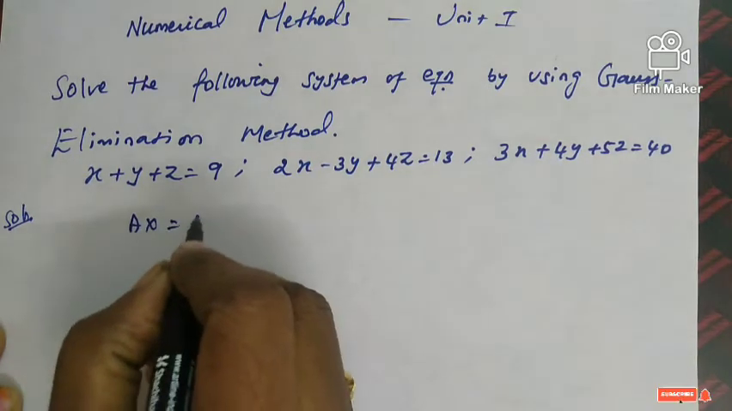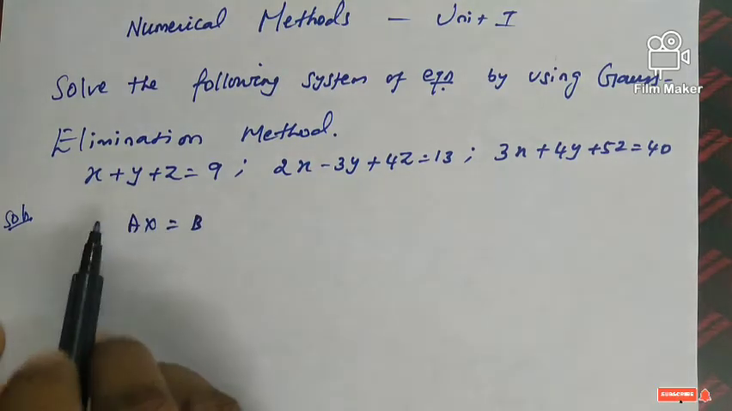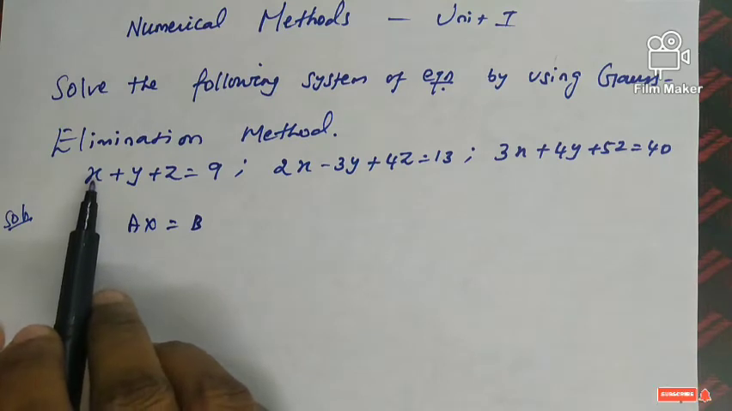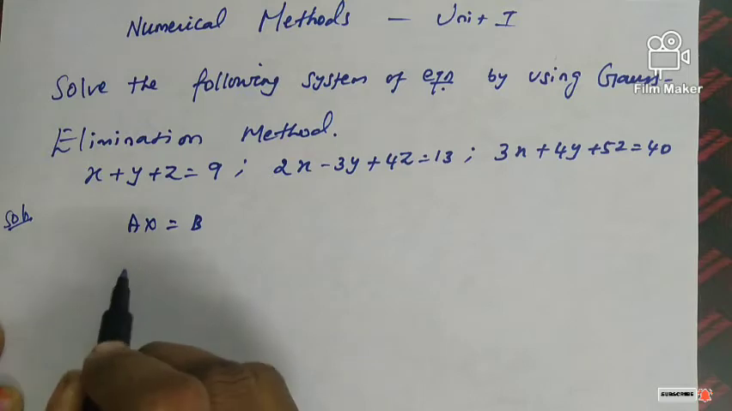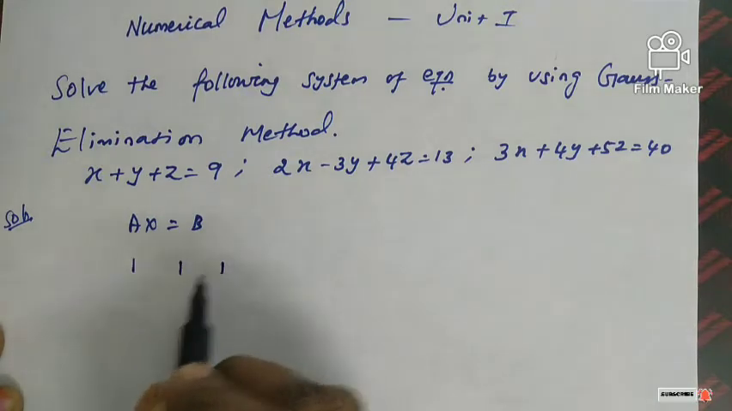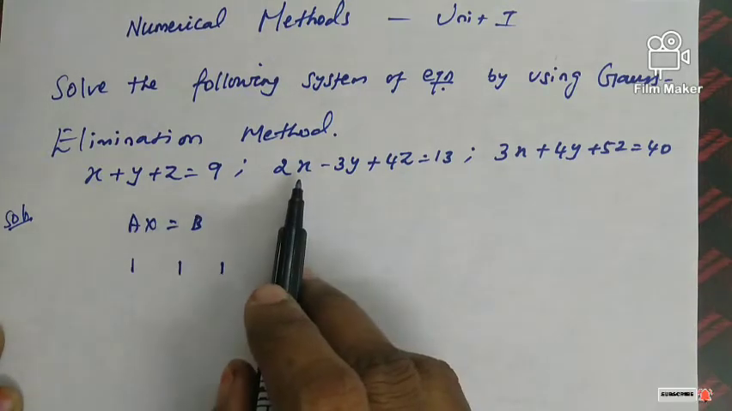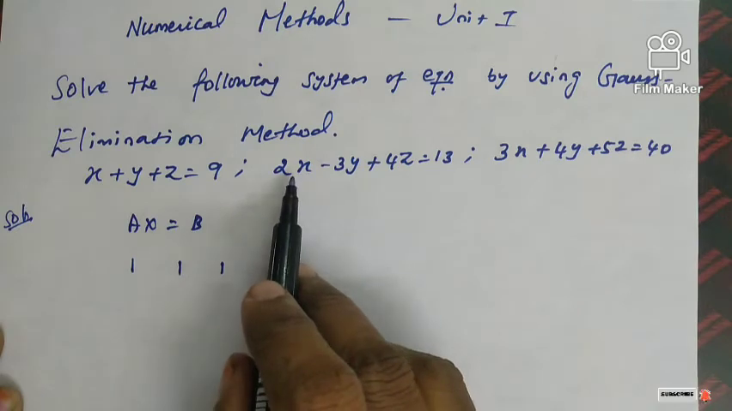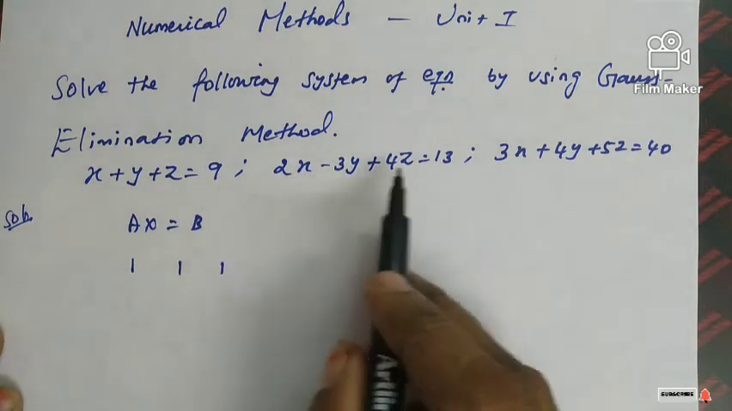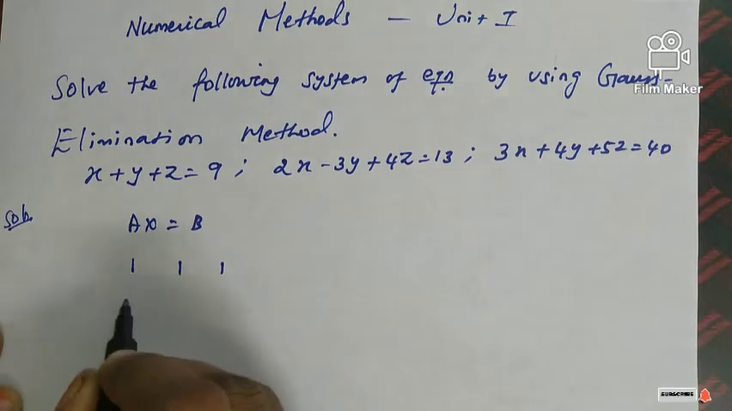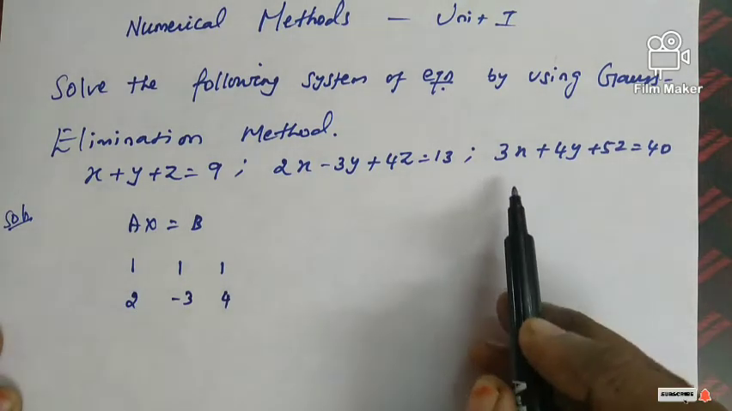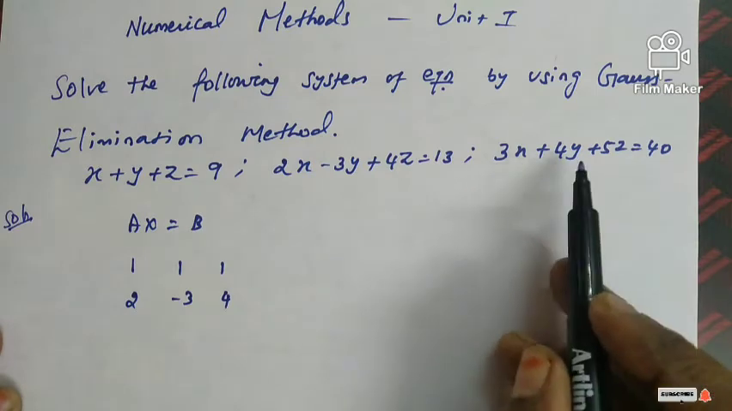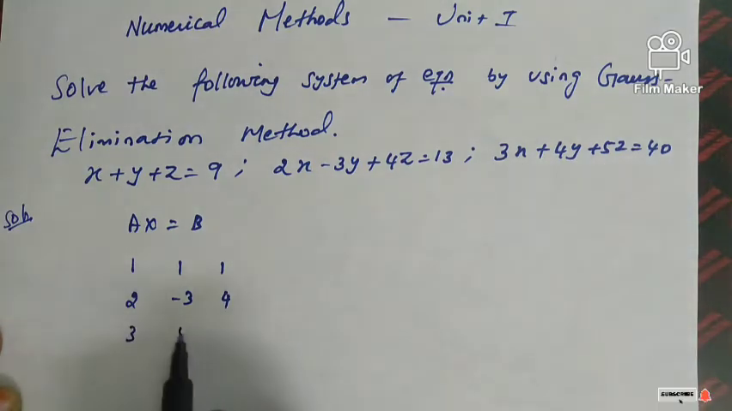Consider Ax equal to b. A is the coefficient matrix. Look at the first equation. The coefficient of x is 1, y is 1, z is 1. So the first row should be 1, 1, 1. Likewise in the second equation, the coefficient of x is 2, of y is minus 3, of z is 4. So the second row elements are 2, minus 3, 4. Likewise the third row elements are 3, 4, 5. This is our A matrix.